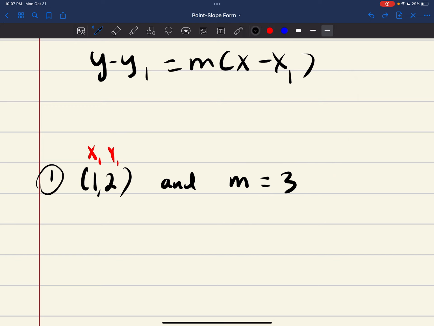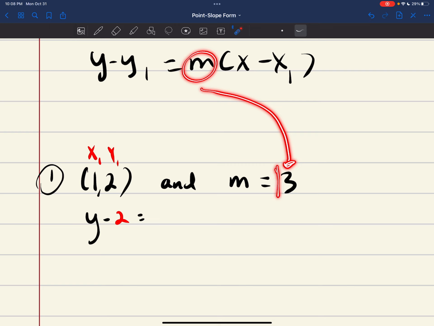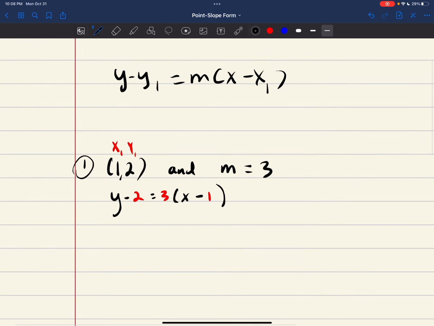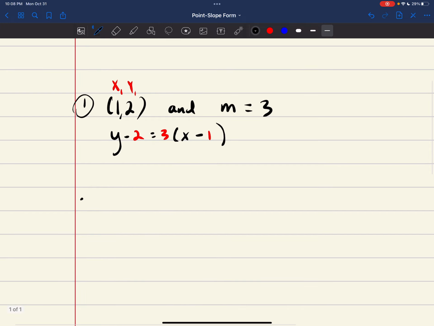So I have y minus my y1, which is 2, is equal to the m, which is 3, times the quantity x minus your x1, which is just 1, right? So this is it. It's in point slope form. Do I need to simplify this any further? No. All right. Let's take a look at number 2. We're going to go back to this later. I want to convert this into slope-intercept form when we get there.